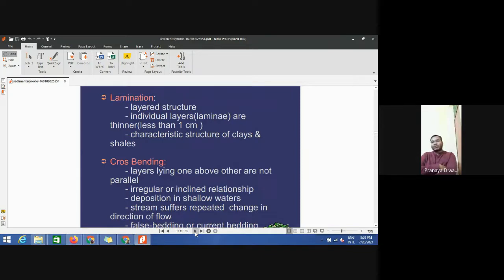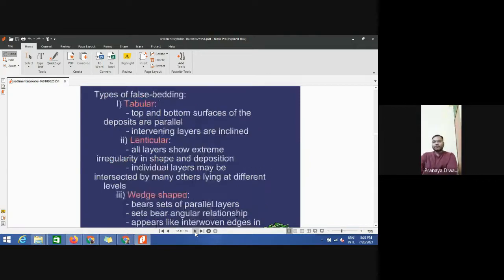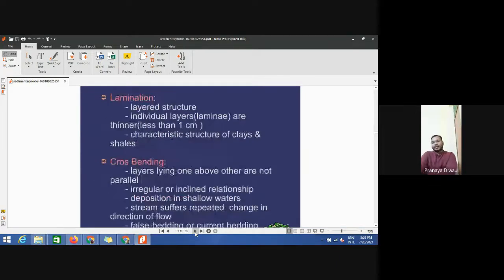The characteristic structure of clay and shales is cross bedding: layer lines one above the other are not parallel, with irregular or inclined relationship, deposition in shallow water, and streams suffering repeated changes. What is meant by cross bedding? The layer lines one above the other are not parallel. It means that when you have some flow direction and the flow direction is suddenly reversed, that is known as cross bedding. These are irregular or inclined relationships, deposition in shallow water, streams suffering repeated changes in the direction of flow.